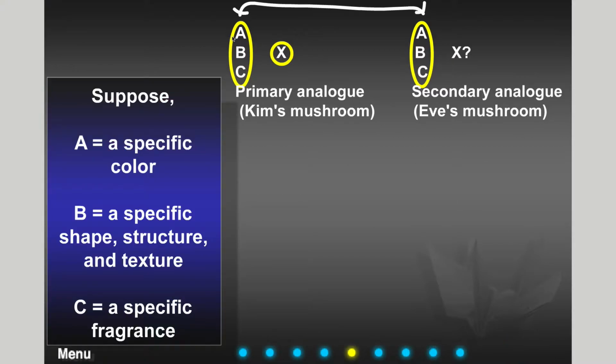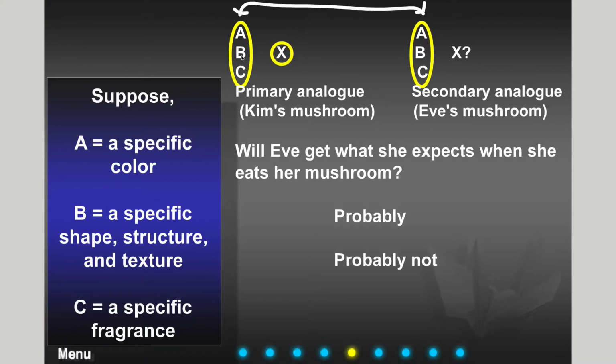So, for example, A is a specific color. B could be a specific shape or texture. And C could be a kind of smell it has. Will Eve get what she expects when she eats her mushroom? Well, it's the same color, it has a specific shape, and a certain fragrance. That seems to me probable. That is, if it seemed to be growing in Kim's backyard, and it's found growing in her backyard, that's a D thing that's not mentioned. That it's not something growing in a wild forest far from home, but we assume that they live in the same general area, then perhaps it's probable.